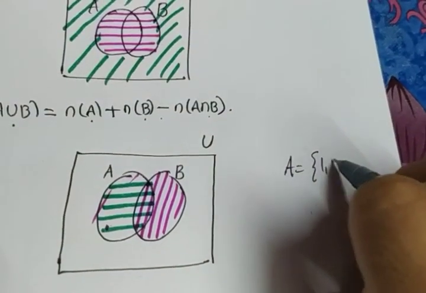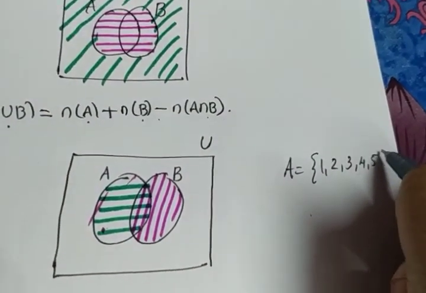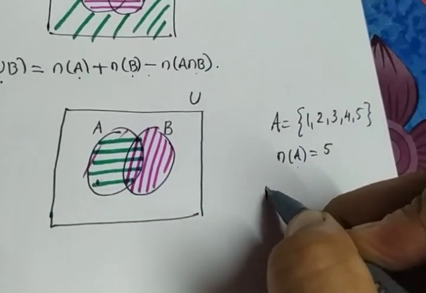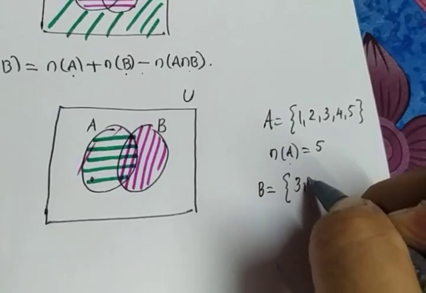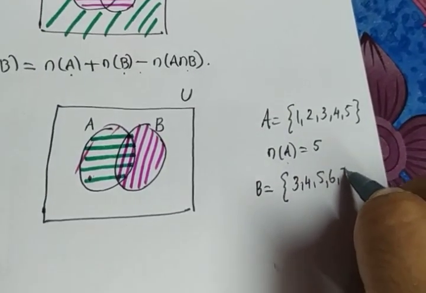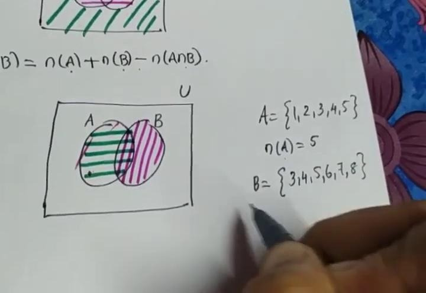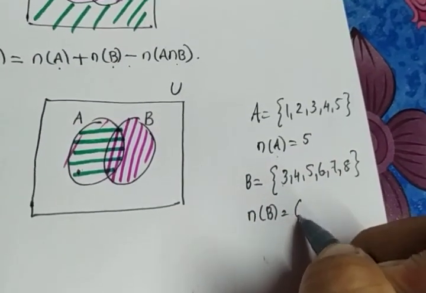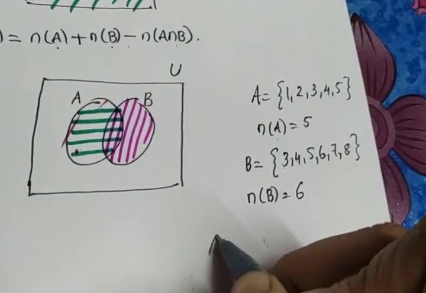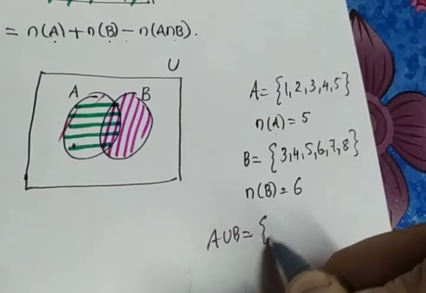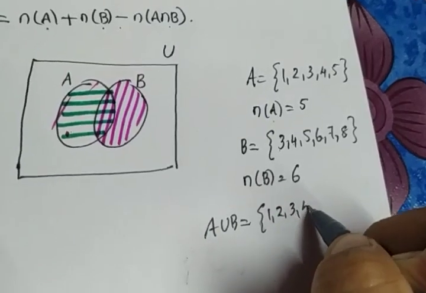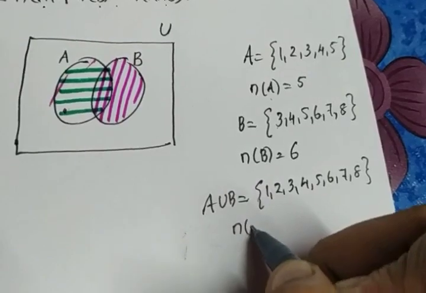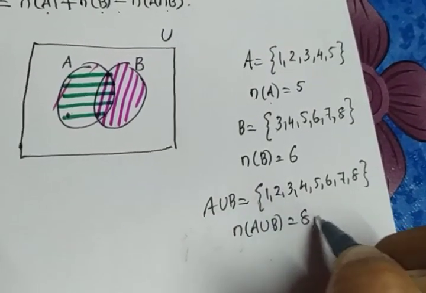Let A be the set 1, 2, 3, 4 and 5. What about n of A? The number of elements in A is 5. Let B be the set 3, 4, 5, 6 and 7. Let it be 5, and n of B is 1, 2, 3, 4, 5, 6. 6 elements are there in n of B. What will be A union B? A union B will be equal to 1, 2, 3, 4, 5, 6, 7 and 8. That means n of A union B contains 8 elements.